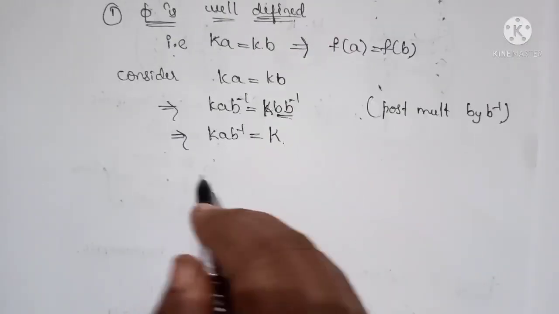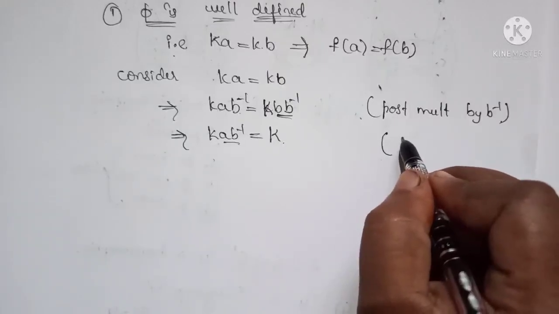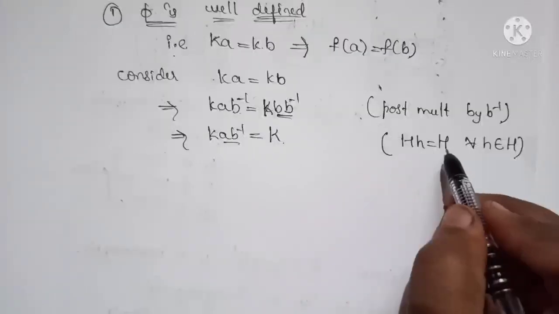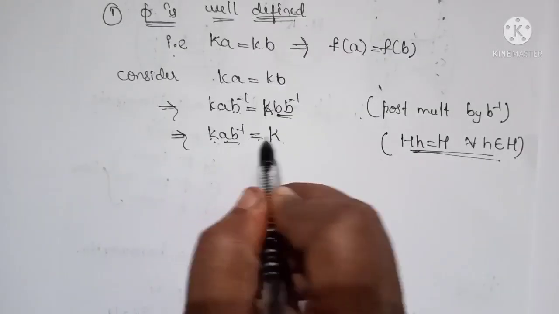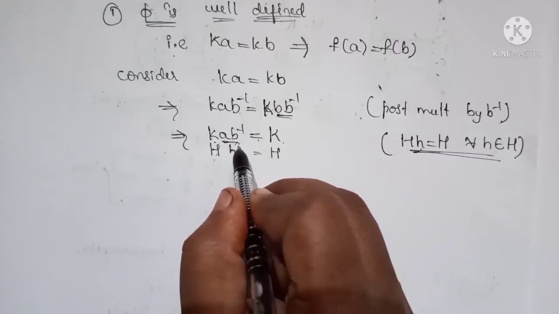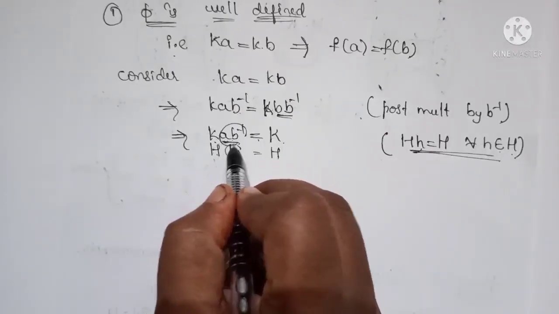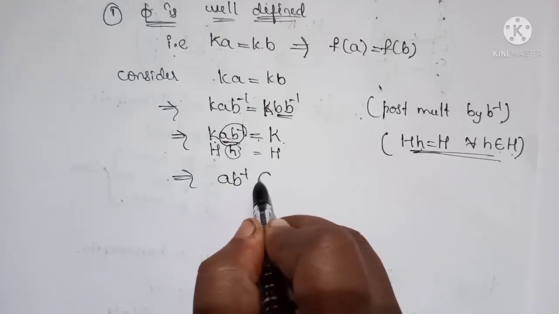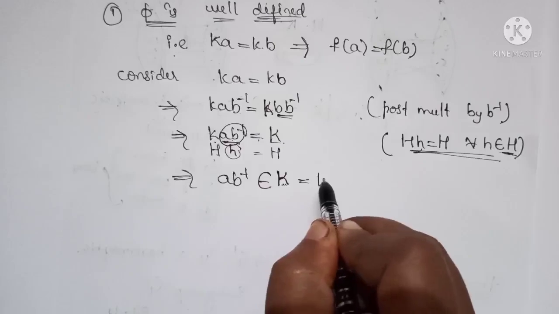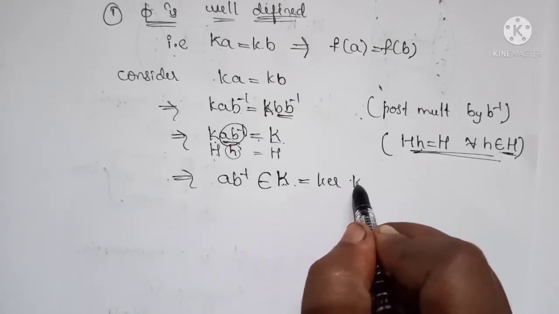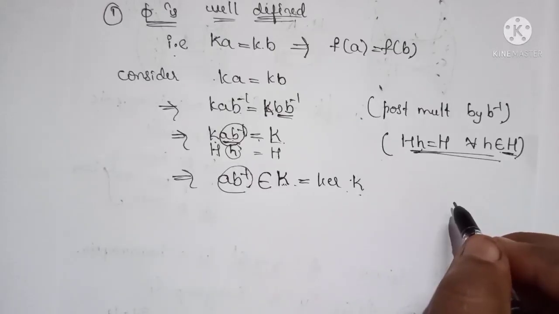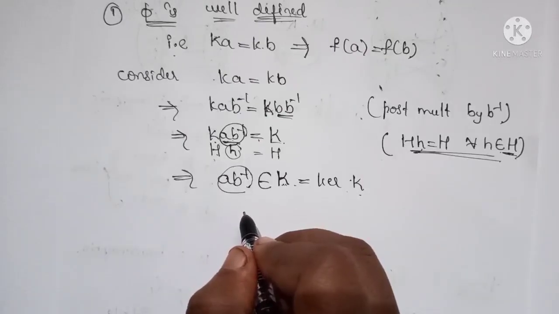Since we have a theorem that Hk equals K for all h belonging to K, this theorem implies that Ka B inverse equals K. So that means A B inverse belongs to the group, the kernel K. In the kernel K, all the elements are of the form whose images equal the identity element.